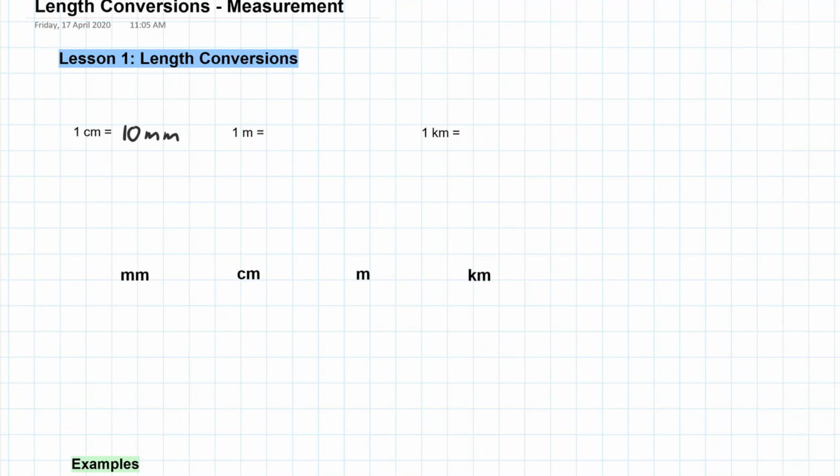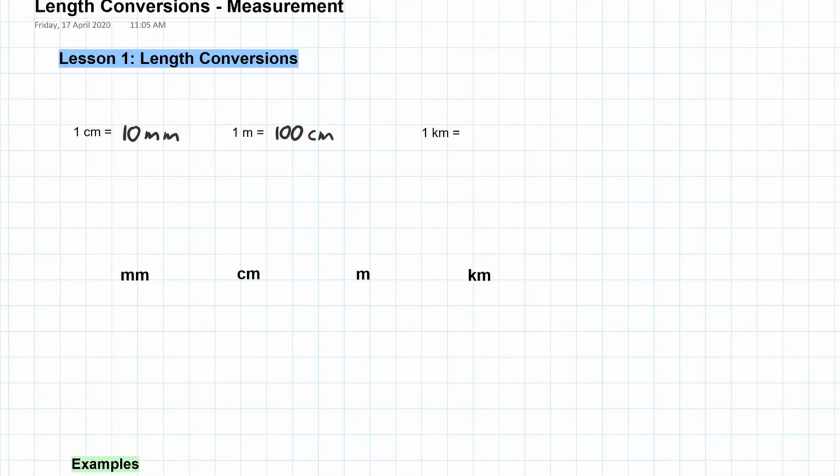My next question for you is, how many centimeters are there in 1 meter? Most people probably know this one. The answer is 100. 1 meter, 100 centimeters. Just like there's 100 cents in a dollar, there's 100 centimeters in a meter. The logic makes sense.